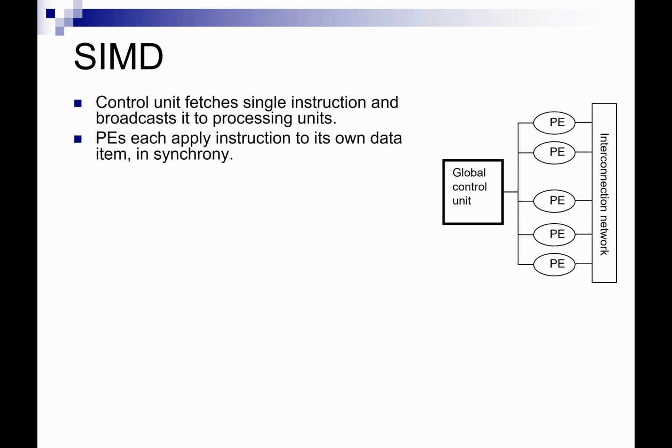We can draw a diagram for that where we have a global control unit. It gets an instruction from memory, and then it sends the same instruction to all of the processing units. Each of these processing units is going to execute the same instruction, but on a different piece of data. The processing units are executing synchronously, meaning they do the instruction at the same time.